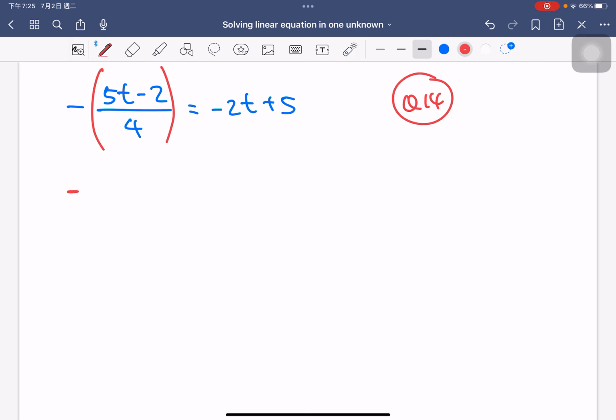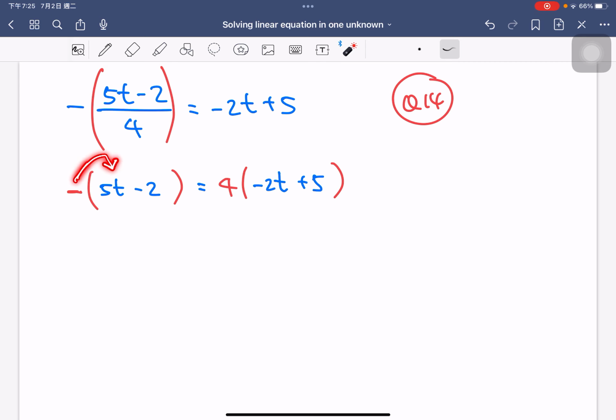Now we keep this negative, and then we have the bracket inside it. So it's going to be negative bracket 5t minus 2, equal to 4 times the whole thing, which is -2t plus 5. Now we can use our rule number 2. We expand the brackets as I don't want the bracket anymore, isn't it? Then we use negative times 5t, and negative times -2, to have -5t and then +2. Remember here, negative times -2, we always have a positive. Similarly for the right hand side, we have 4 times -2t, and 4 times +5. So it's going to give you -8t and then +20.